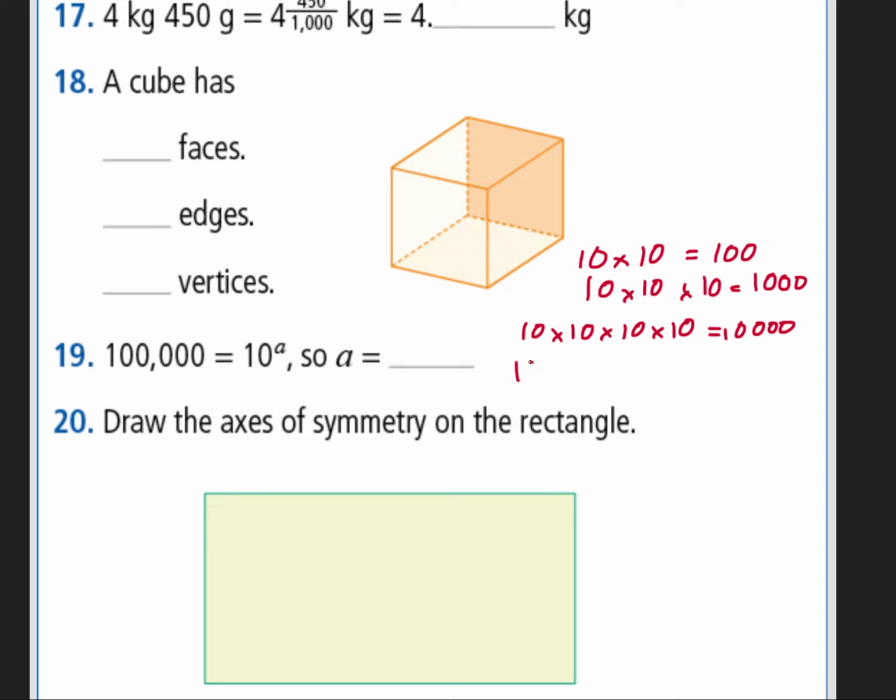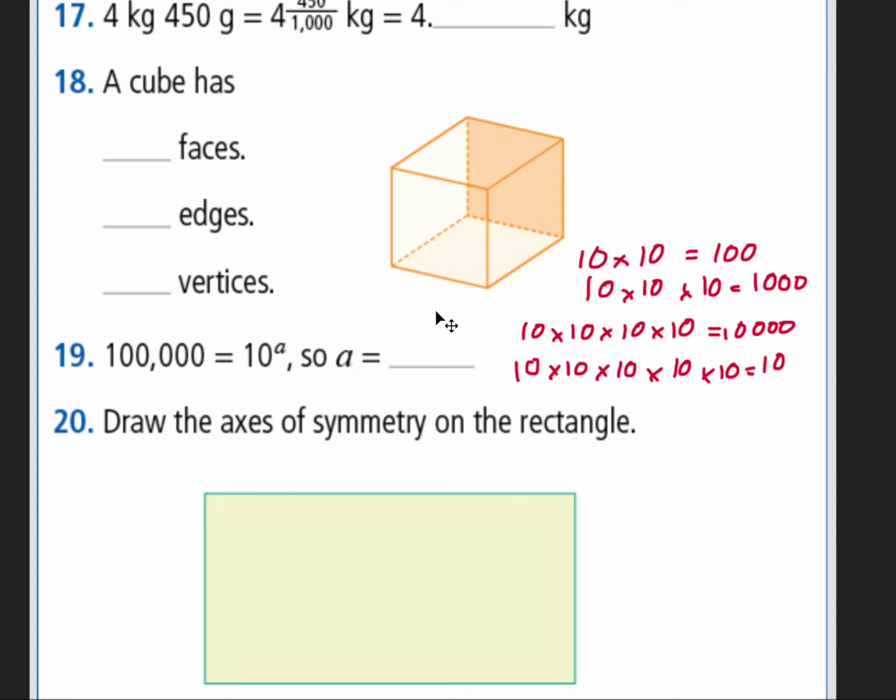So 10 times 10 times 10 times 10 times 10 is equal to 100,000. So 100,000 is equal to 10 times 10 times 10 times 10 times 10. And another way of writing this, a short way of doing that in maths, is 10 and count up how many 10s there are. There's 1, 2, 3, 4, 5 of them multiplied by each other. So it's 10 to the power of 5. So the a that they're looking for here is equal to 5. 10 to the power of 5.